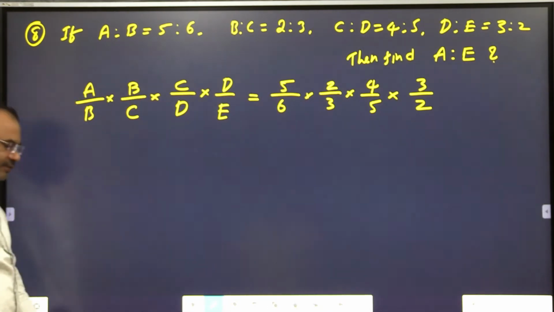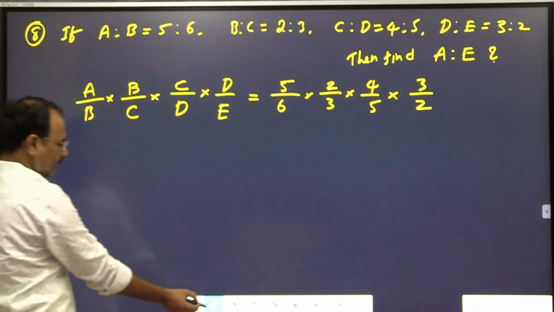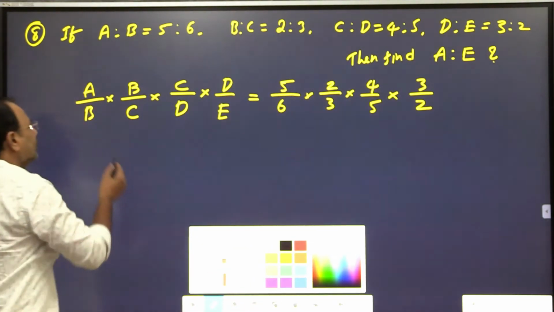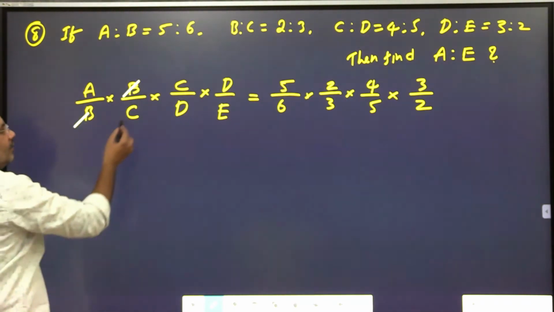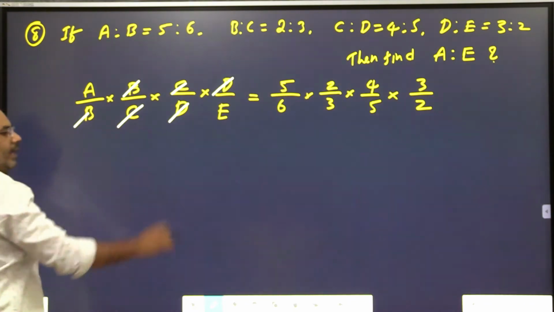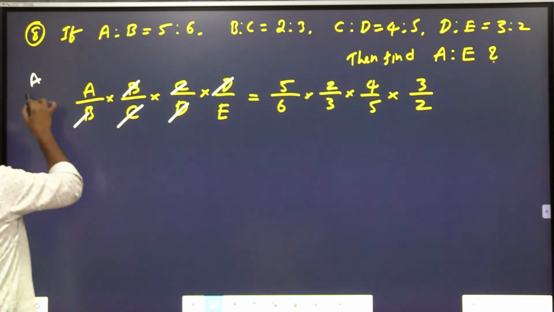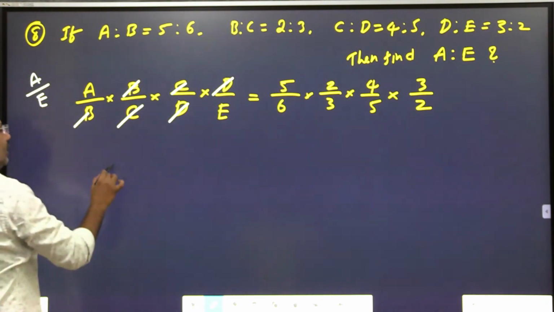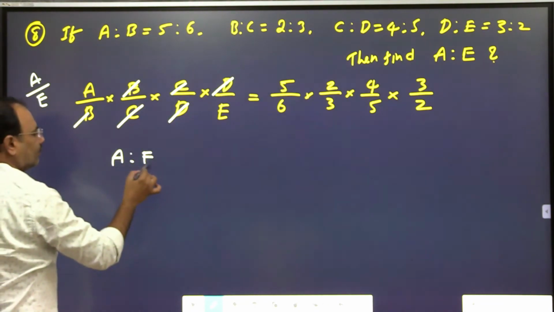So left terms and right terms, we are multiplying. Here B, C, D can be cancelled, remaining A by E. So numerator A, denominator E. A by E can be written as A is to E.